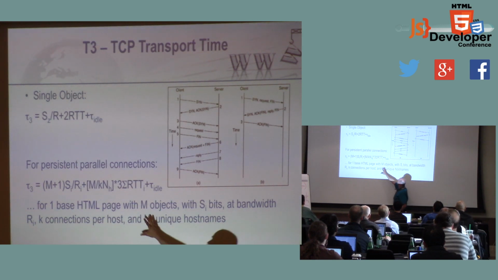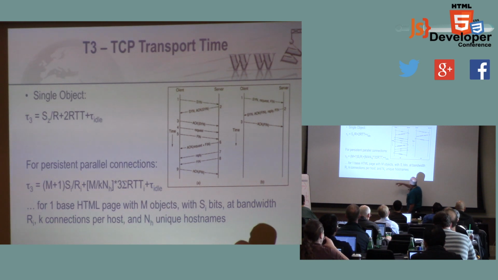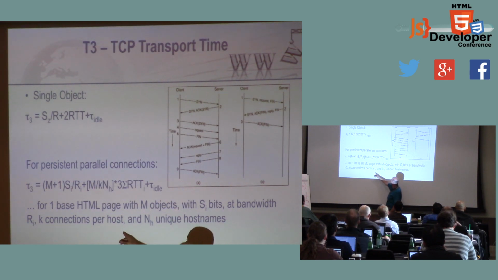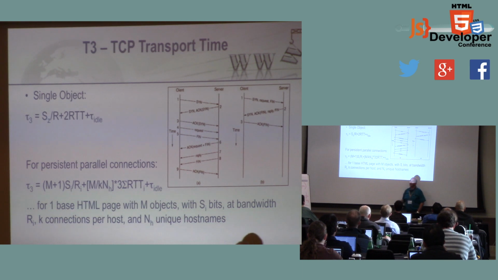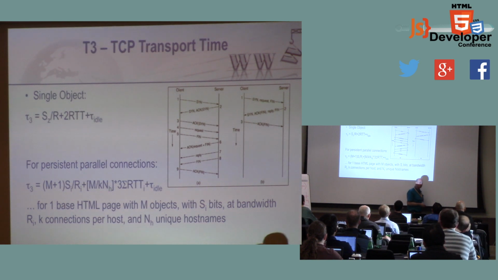But this is the equation that actually solves this, and what it says is that, for one base HTML page with M objects on it, each one has so many bits, you have some fixed bandwidth over your line, so many connections per host, and unique host names, you can turn the crank, put the numbers in, and up to the point of a few idle times, you can tell how long it's going to take that web page to go over the line.